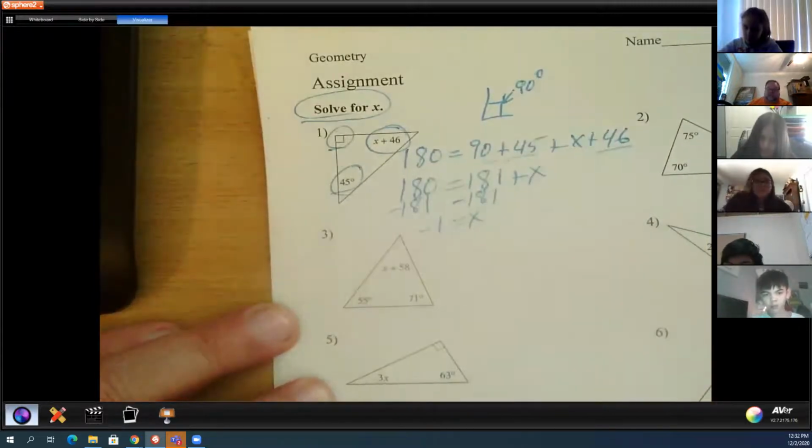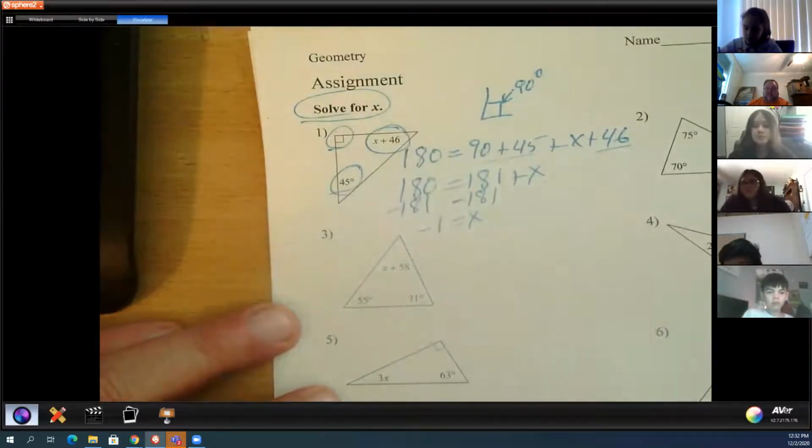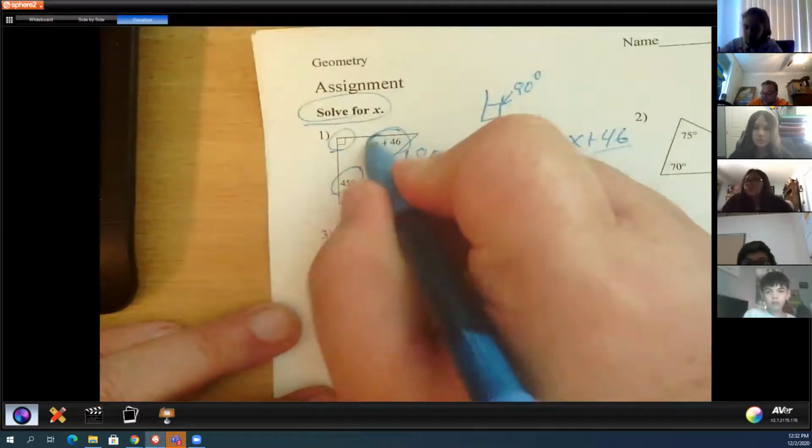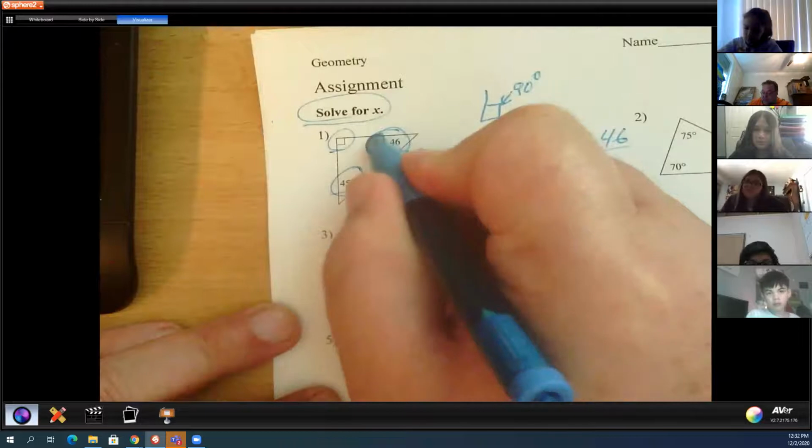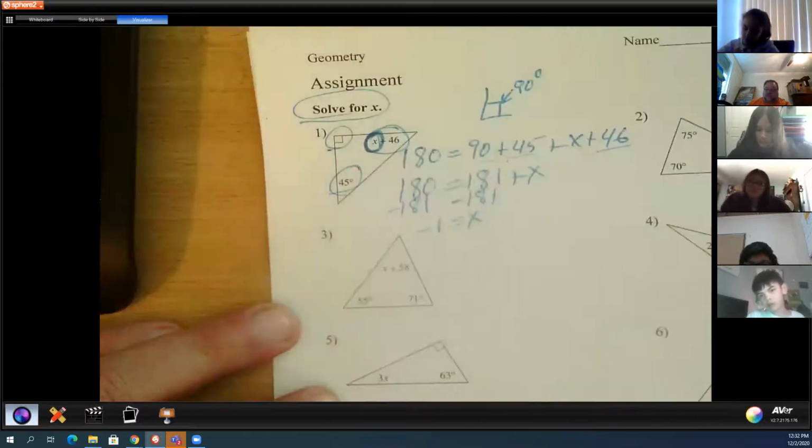Now, some of you right now are going, how is that possible? You can't have a negative numbered angle. Now, remember, we're not talking about the measurement of the angle. We're talking about the value of x that is right there, all right? So the answers to these problems can indeed turn out to be negative, okay? So don't let it freak you out when you find it.